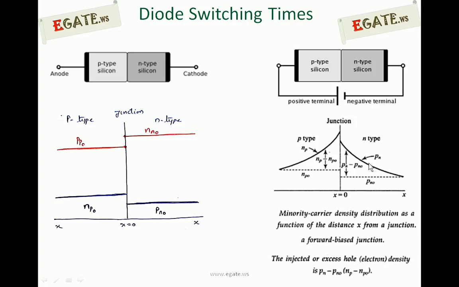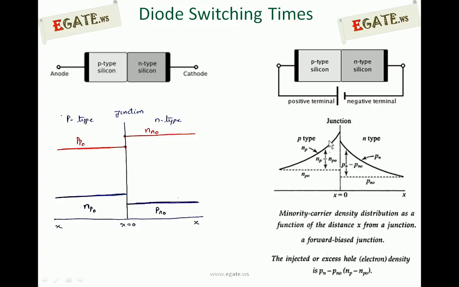This solid line represents Pn. So Pn is now the sum of Pn naught as previously plus excess holes. That excess holes is nothing but total holes minus Pn naught. So Pn minus Pn naught is nothing but the excess minority carrier charge on the n side.